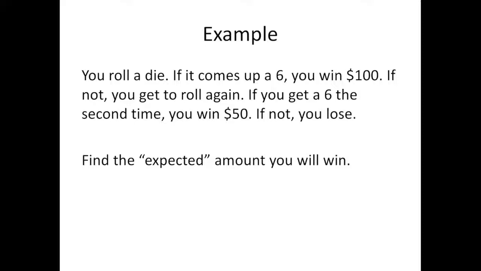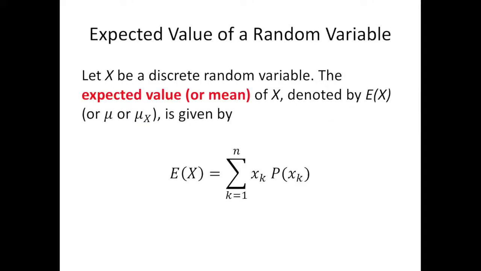is actually a special mathematical definition. It's essentially the random variable equivalent to the mean of a data set. So let's define mathematical expectation. Let x be a discrete random variable. The expected value or mean of the random variable x, usually denoted by E of x, although sometimes we'll use mu or mu sub x if there's multiple random variables in a problem, is given by the following formula.